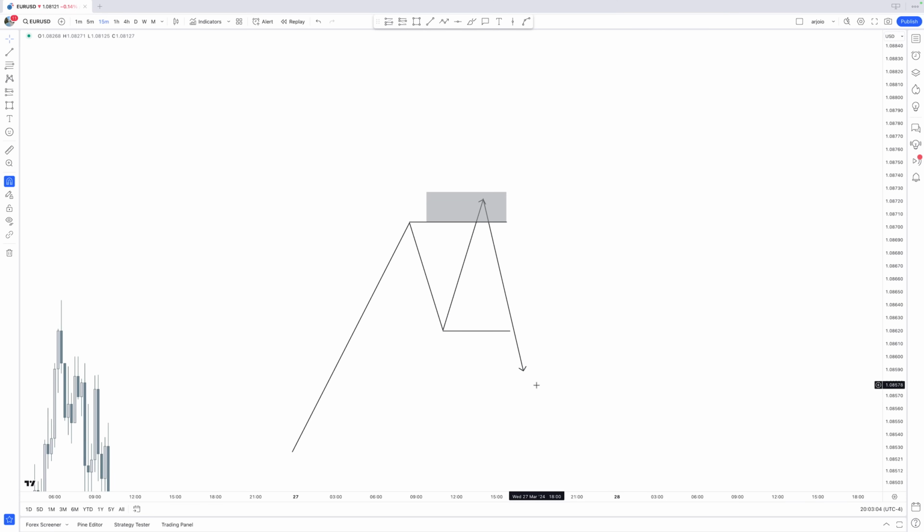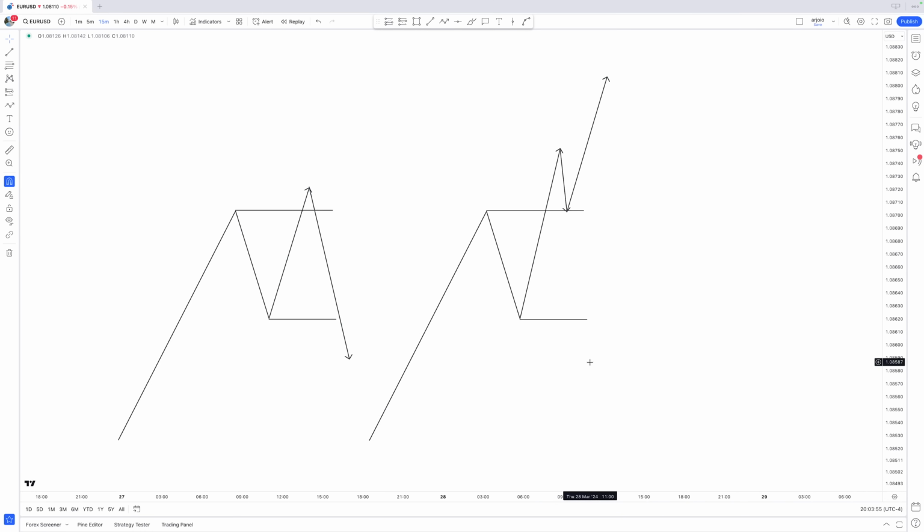Now, when I talk about liquidity, it's always going to be a swing high or a swing low. So if we are seeking liquidity, it's a swing high or a swing low. Those are your liquidity points. So let's look at them side by side before we move to real chart examples right here.